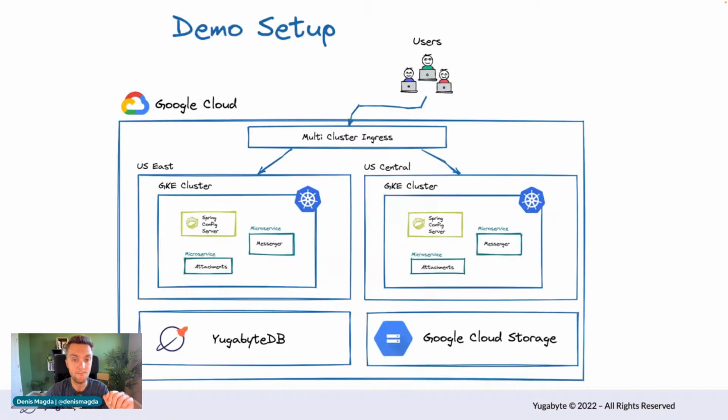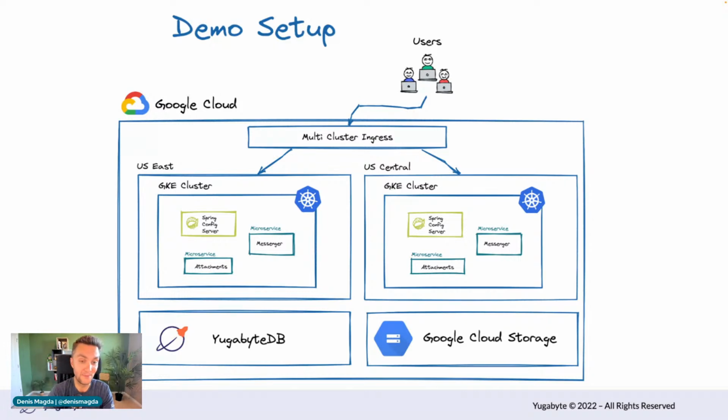Right? So our demo setup for today, because we are almost done with the slides, looks as follows. I'm going to use Google Cloud as an example, but everything stands true for other cloud providers, up to you. We will be using two cloud regions. Our solution will be deployed in the US East and US Central regions. The application is, as you know, a Slack-like messenger.